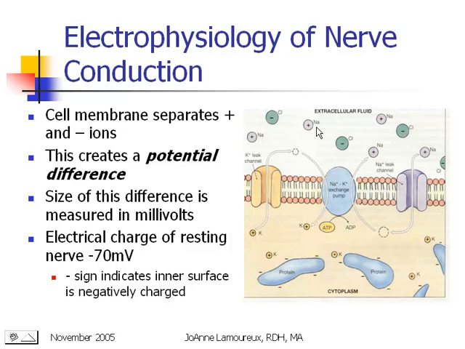The attraction of the positively charged sodium to the negatively charged protein can be measured as an electrical difference, and that difference is called millivolts. The electrical charge of a resting nerve is negative 70 millivolts. This is indicative of the fact that the inner surface of the nerve, or the axoplasm of the nerve, is negatively charged.